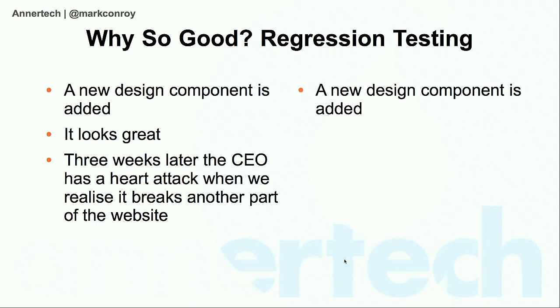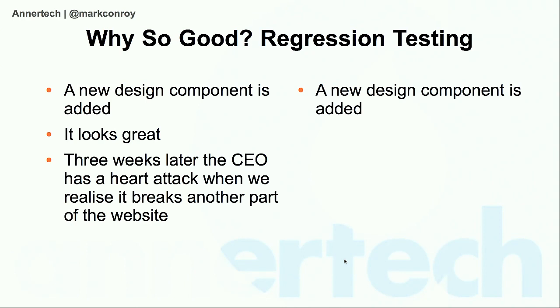Oh well. So the CEO has had a heart attack because he's designed a new component and the new component breaks something else, he realizes after 3 weeks. When we use regression testing and we use something like Pattern Lab, and Pattern Lab is great, I can't think of what it's called, it's inheritance or something like that, when you look at any component, it tells you that this component here is made up of these other components. And this is automatically generated for you. So if you want to change a component, you know what other components need to go back and regression test.